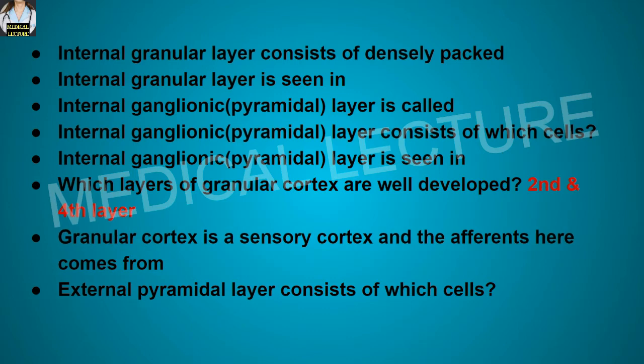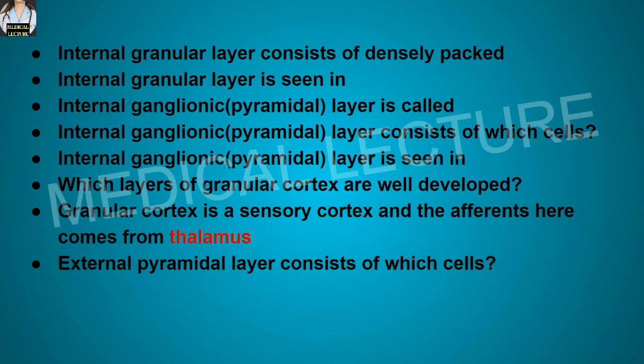So these are second and the fourth layer. Granular cortex is a sensory cortex and the afferents here come from thalamus. External pyramidal layer consists of which cells? It consists of pyramidal, granular or stellate and the cells of Martinotti.